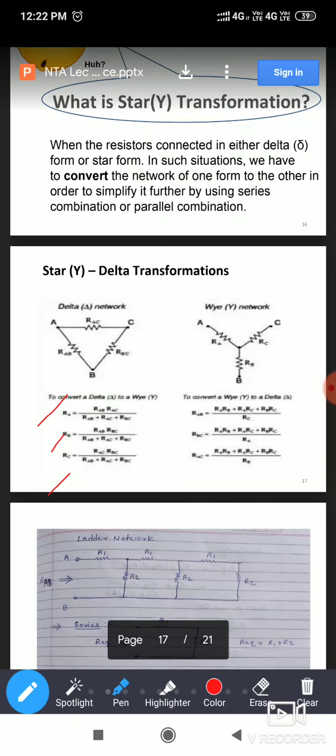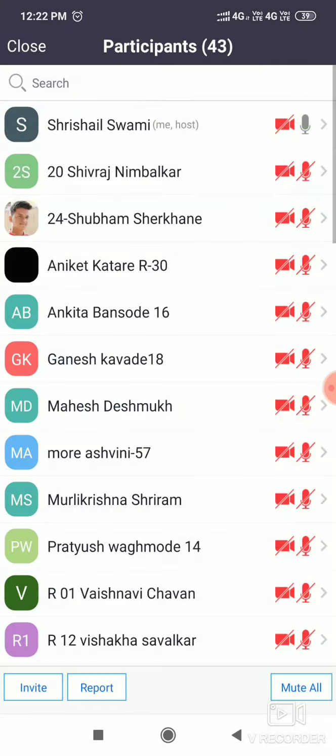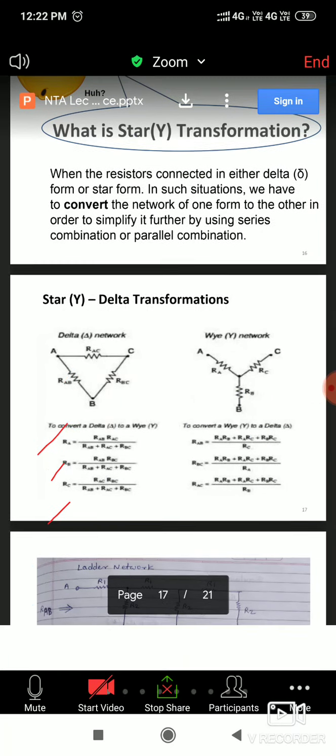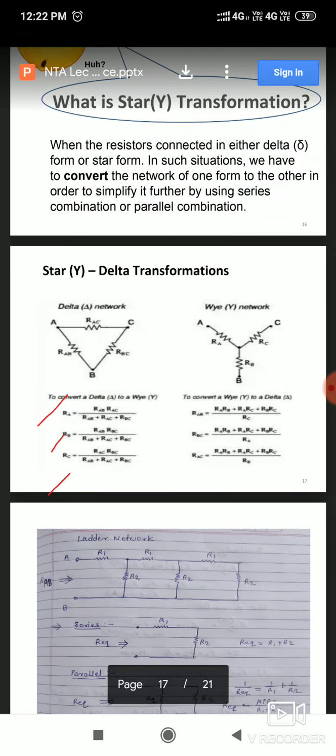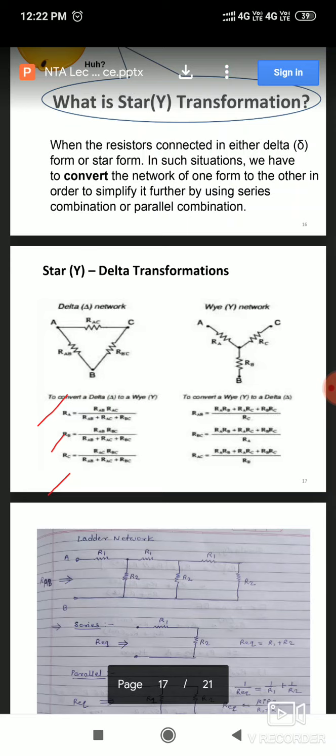Okay, similarly RC is equal to RAC into RBC divided by RAB plus RAC plus RBC. So here you have to observe the circuit carefully, note down the points carefully, and after that use the formula carefully and find out the answer properly.